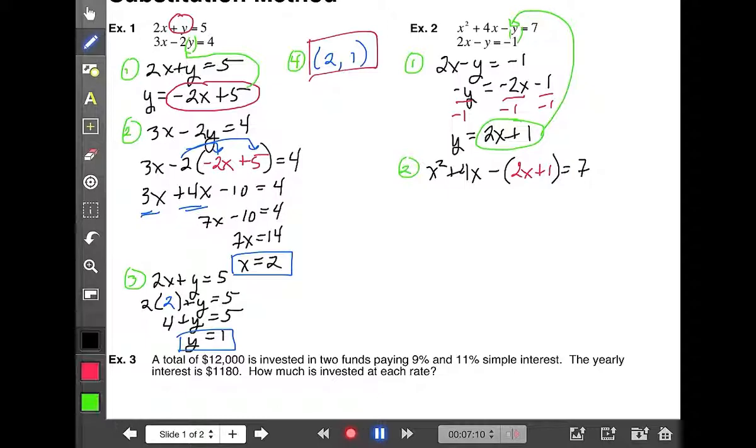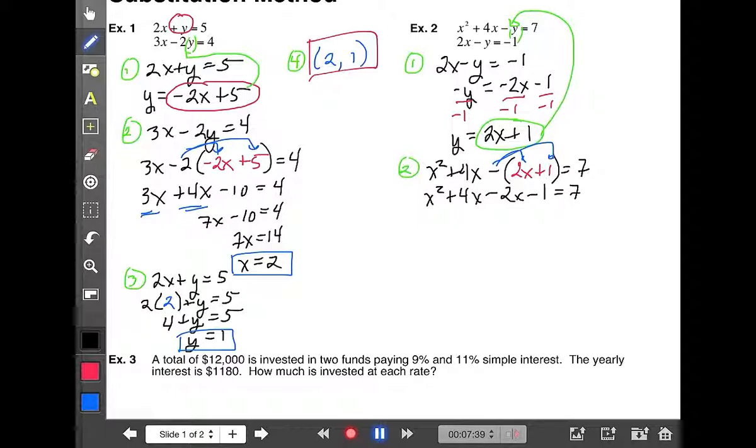If you don't use parentheses and you just slap the 2x plus 1 behind that negative sign, what's going to happen to the positive 1? It's going to stay positive 1. And shouldn't we be distributing this negative into the parentheses here and here? So what we really have is x squared plus 4x minus 2x minus 1 equals 7.